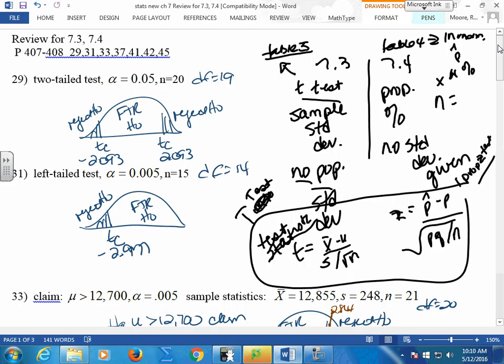Okay. Left tail test. Degrees of freedom 14. My level of significance 0.005. Okay. Is 0.005 on your table? Yeah. Do you look under one-tailed or two-tailed? One-tailed. So when I get this, it gives me a positive 2.977. It's my left tailed, I make it a negative. Good? Okay.